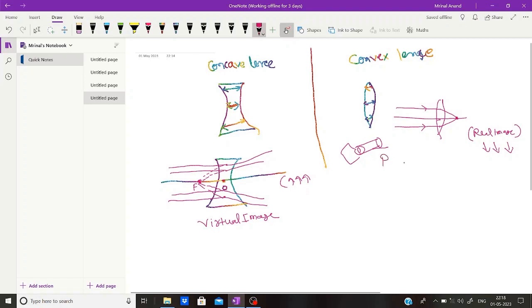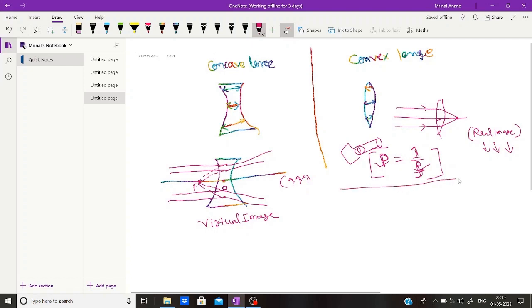That is, the power of the lens is the reciprocal of its focal length. So if you increase the power, the focal length will decrease, and if you decrease the power, the focal length will increase. So there is an inverse relationship between the power of the lens and the focal length. So power of the lens is basically the inverse of its focal length.